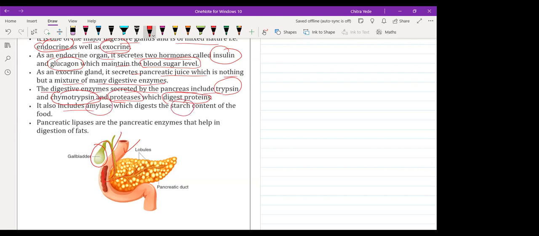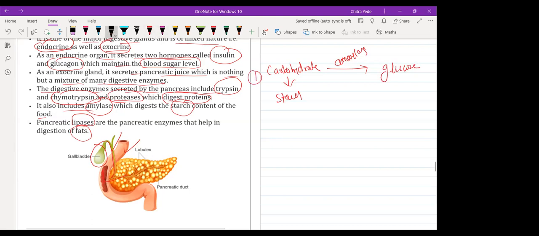Starch is nothing but carbohydrate, which is the main content of the food. Pancreatic lipase also helps in the digestion of fat into fatty acid. So carbohydrate, meaning the starch only, is digested by amylase into glucose.